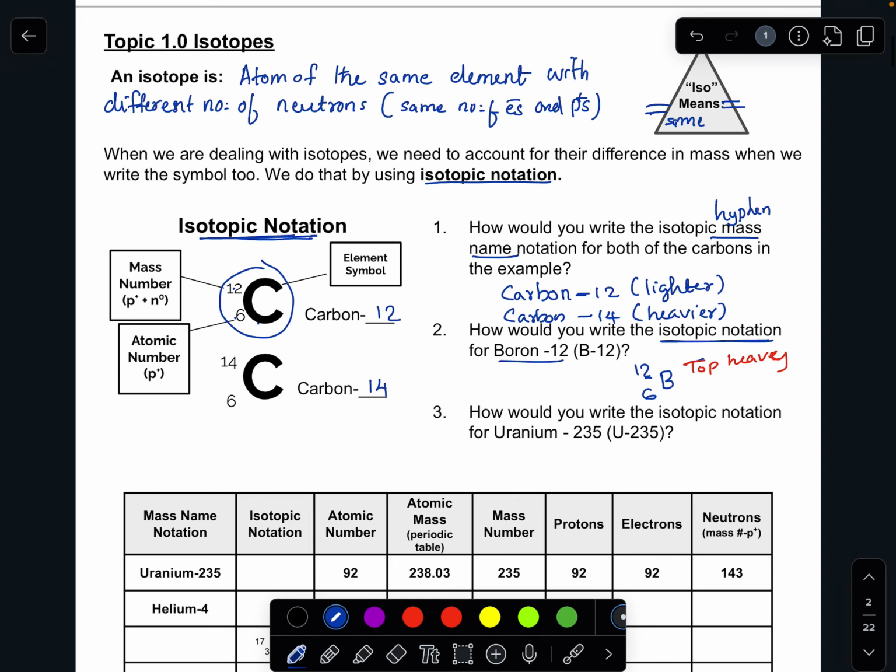Okay, next one. How would you write the isotopic notation for uranium-235? Same thing, we'll write the symbol and write 235 on the top, and look at the periodic table, the atomic number for uranium is 92. Okay, so one more time. This is the isotopic symbol and this is the isotopic name, which is mass name notation.